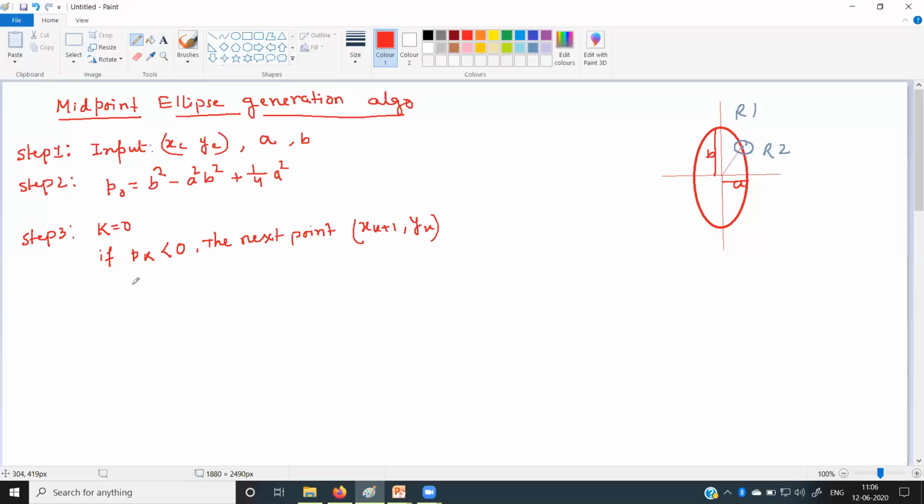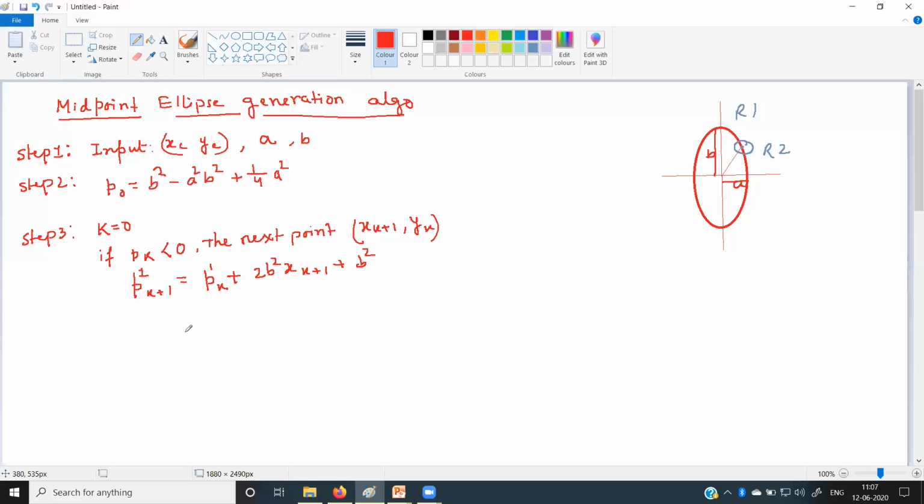Fine. And after taking the decision about the next points, you have to compute the decision parameter for the k plus 1th iteration, which is for region 1. So the decision parameter for the k plus 1th iteration will be pk for region 1 plus 2b square x of k plus 1 plus b square. You can also find how we can derive this equation in my previous 2 lectures.